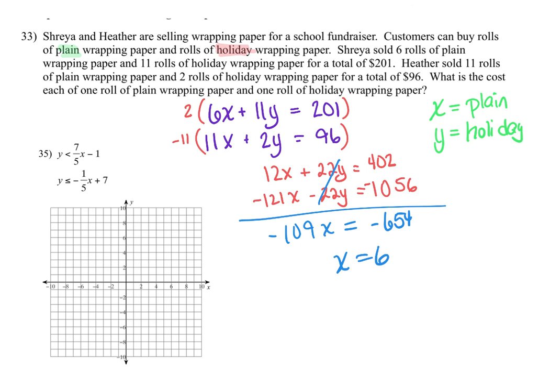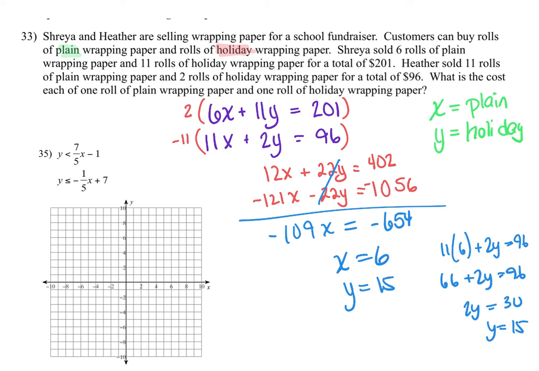Plug it back in, by the way, to get your Y. So like 11 times 6 plus 2 times Y equals 96. 66 plus 2Y equals 96. Subtract, 2Y equals 30. Y equals 15. So 6 plain, 15 holiday.